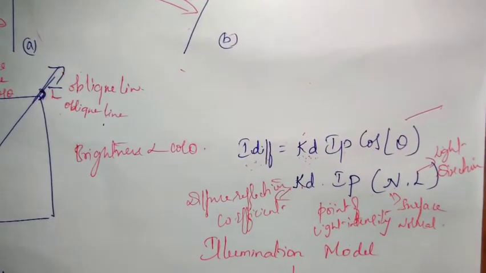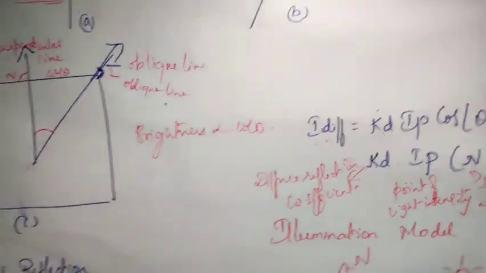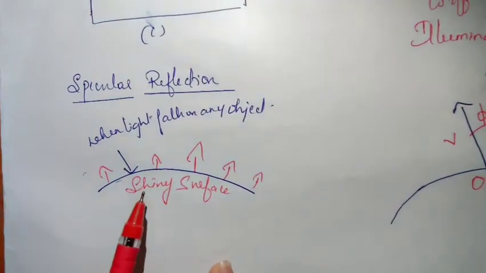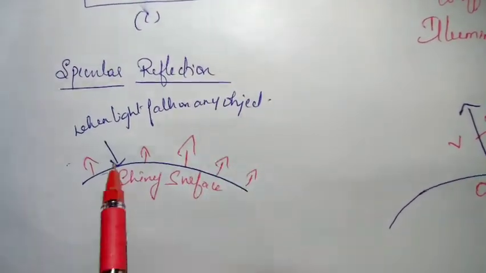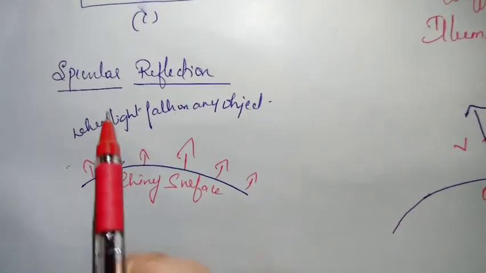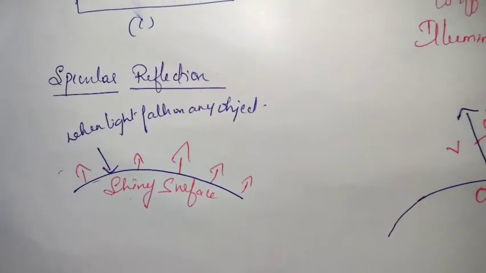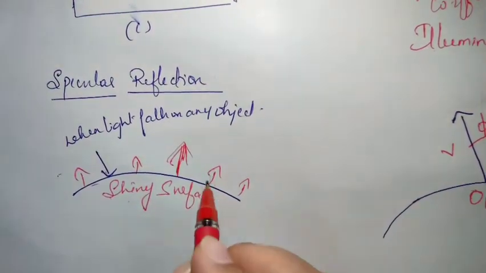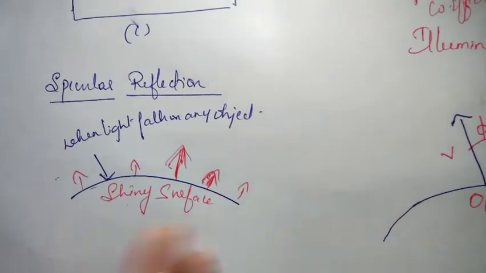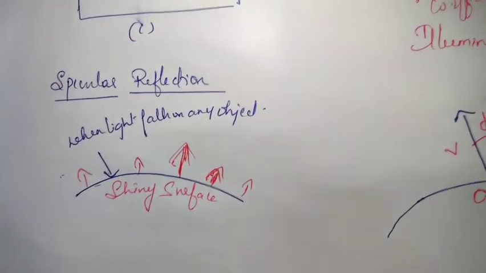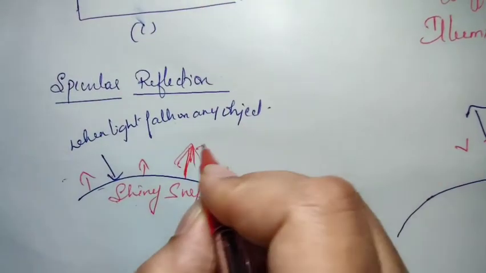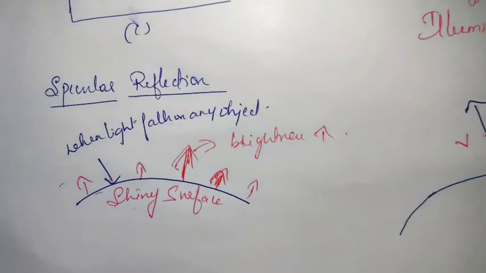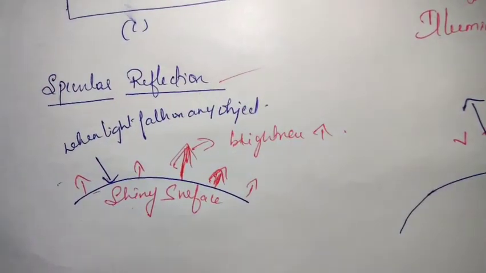Among the types of reflection, we have two types: diffuse reflection and specular reflection. In the case of specular reflection, when light falls on an object, the reflection of light will be brighter at some points. At this point you will get more brightness, whereas at this point you will get less brightness. In this way you get a variation of brightness. At this point the brightness will be higher. This is related to specular reflection.